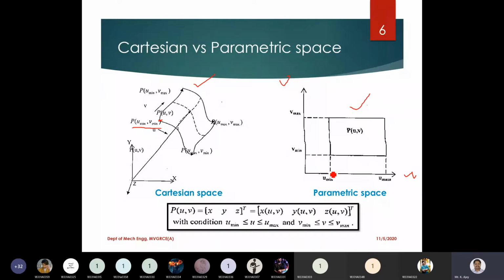Why? Because in the parametric space we consider only the independent variables on the x and y axes. So here u is on the x axis and v on the y axis. As u as well as v can vary only between a minimum and maximum value, u looks like a straight line, and the variation in v is another straight line. Of course, one will be horizontal. So the parametric space corresponding to a surface will become a simple rectangle.